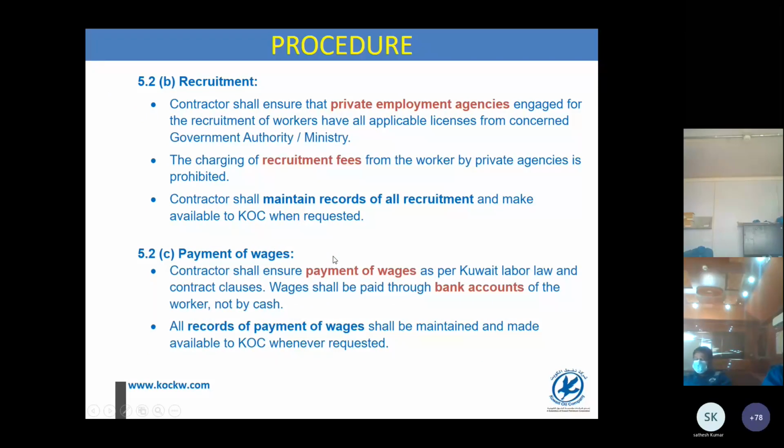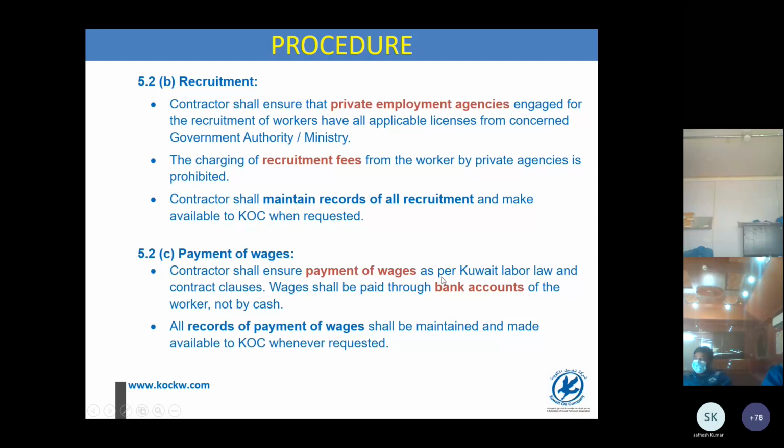And recruitment, contractors shall ensure that private employment agents are engaged. The charging of recruitment fees from the worker by the private agencies is strictly prohibited. It's not at all allowed. And there will be evidences also. I'm going to show you what evidences are required under each clause of this procedure.